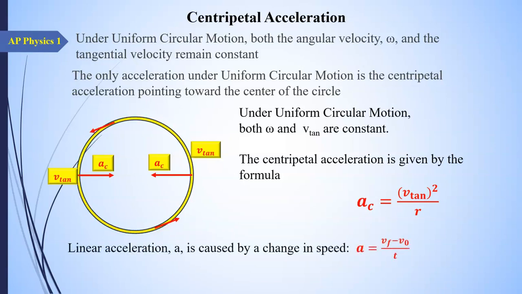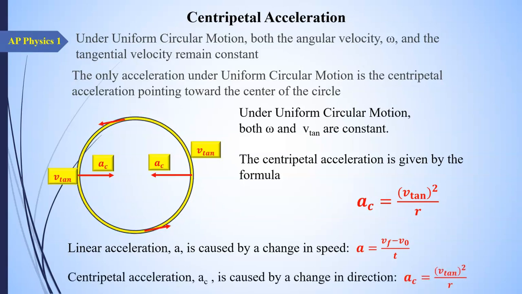Linear acceleration a is caused by a change in speed, and that's linear, so this is just comparing the two. So that's final velocity minus initial velocity over time. That's the kind of acceleration we've been dealing with all year. Centripetal acceleration a_c is caused by a change in direction, so that's the tangential velocity squared over the radius.